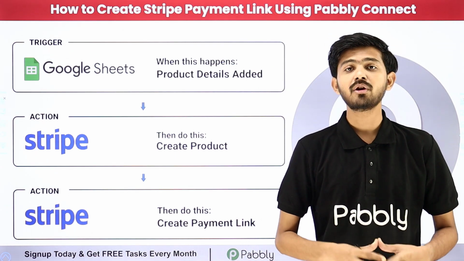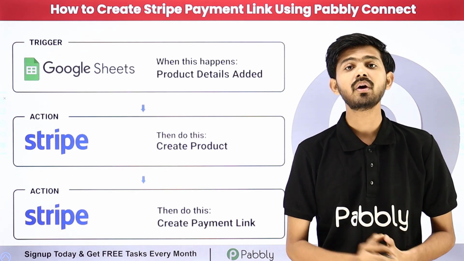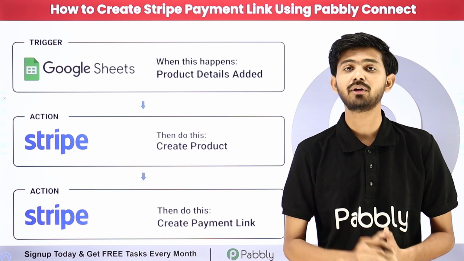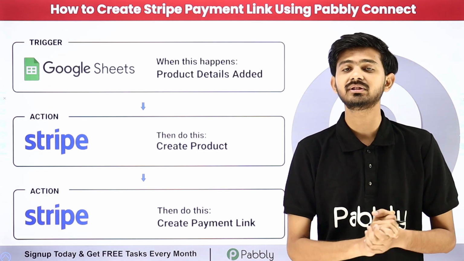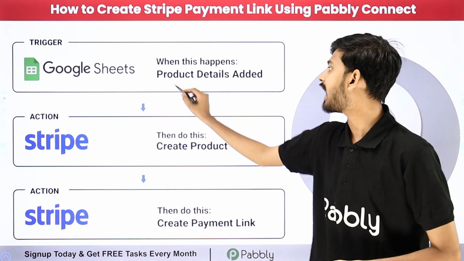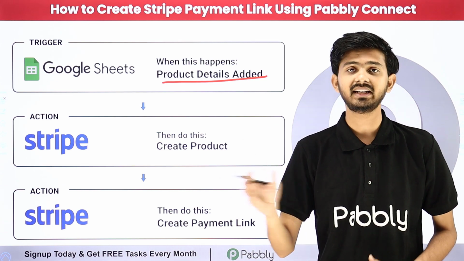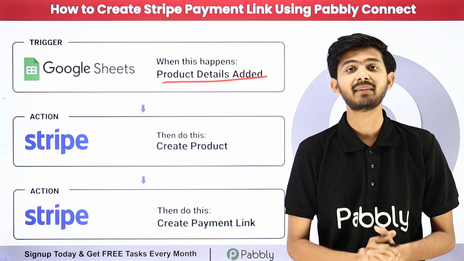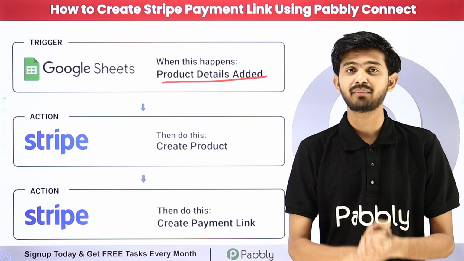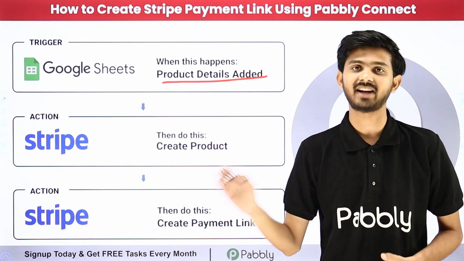So suppose we are launching new products and we are adding the detail of that product in our Google Sheet. Now we automatically want to create payment link for those products, and here we are going to use Stripe as our payment gateway. So here my objective is that whenever I'm going to add new details of a product in my Google Sheet, then automatically by using those product details, I'm going to first create that product in my Stripe account. And after creating that product, I'm going to automatically create payment link for that product by using Stripe.